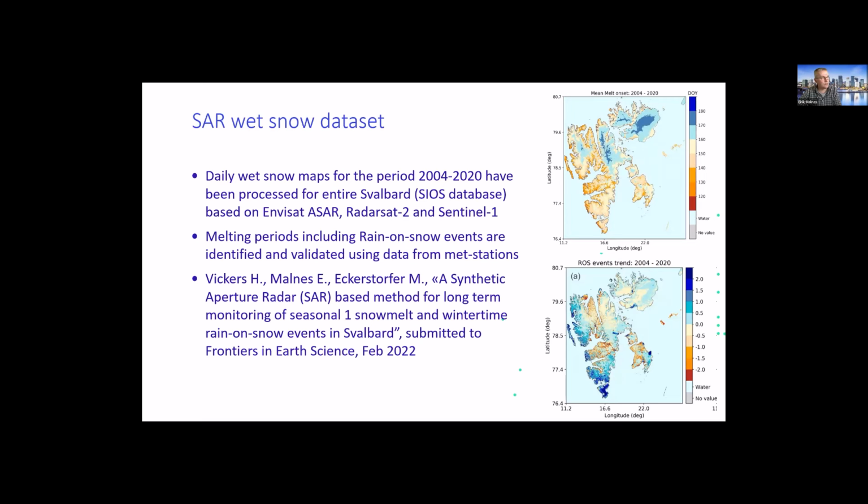The SAR wet snow dataset has been studied, and we are able to provide almost daily data from 2004 up to now by combining data from the sensors ENVISAT ASAR, RADARSAT-2, and Sentinel-1. From these data, we can infer rain-on-snow events and also the melting periods, the extent and the length of these melting events. This work has been submitted to Frontiers in Earth Science just recently.